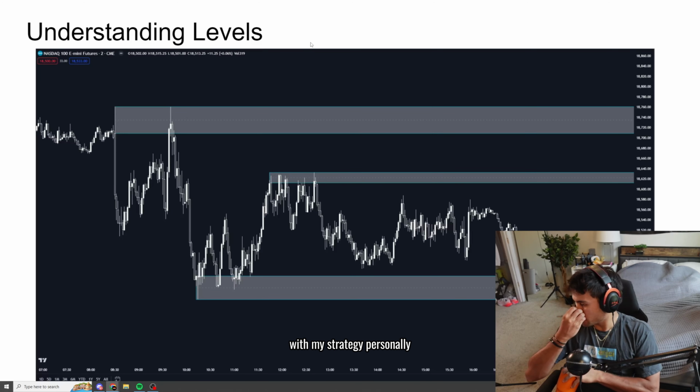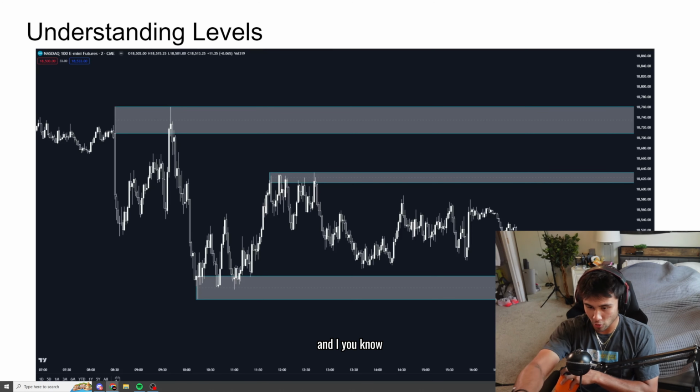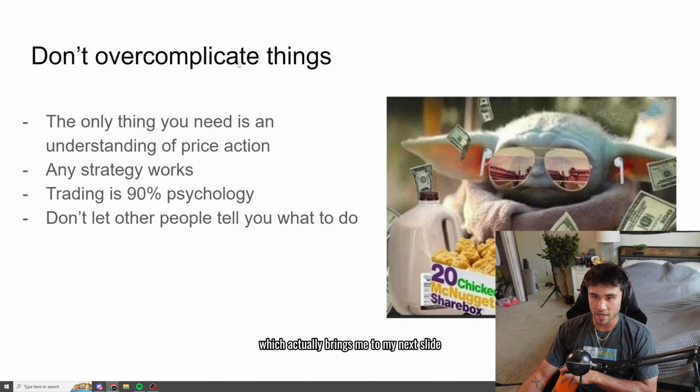With my strategy personally, I just draw out levels on the 2-minute exactly like this, and like right here, after seeing this move up, I'd mark out this low, and after seeing price tap into it, I'd look for a long entry. Same up here. After price tapping back into this, I'd look to take a short entry. That's literally all my strategy is, which actually brings me to my next slide.